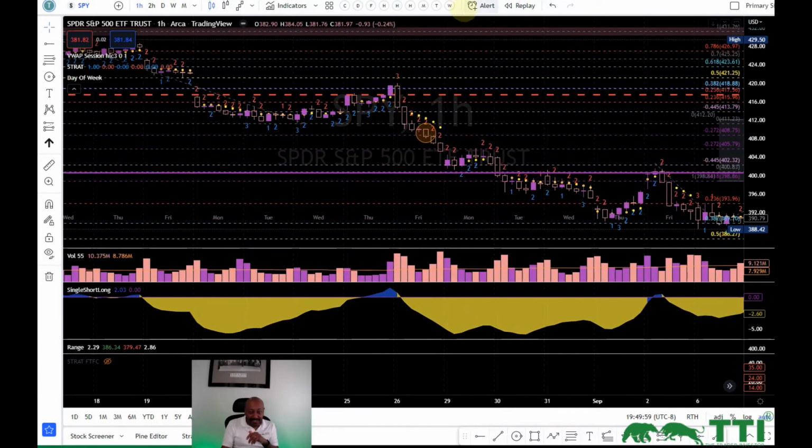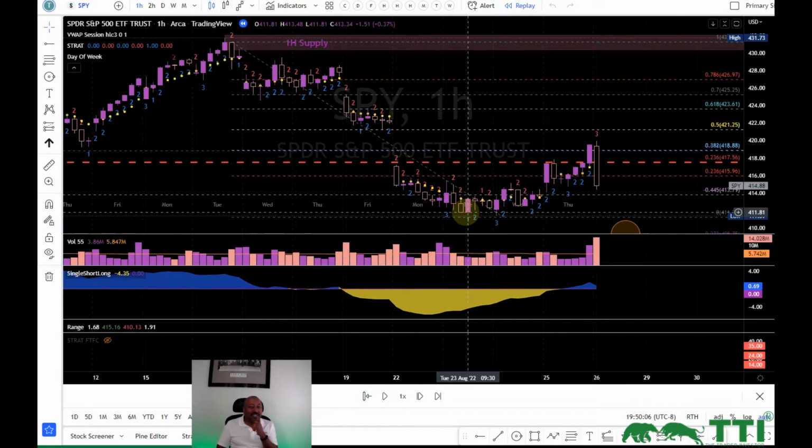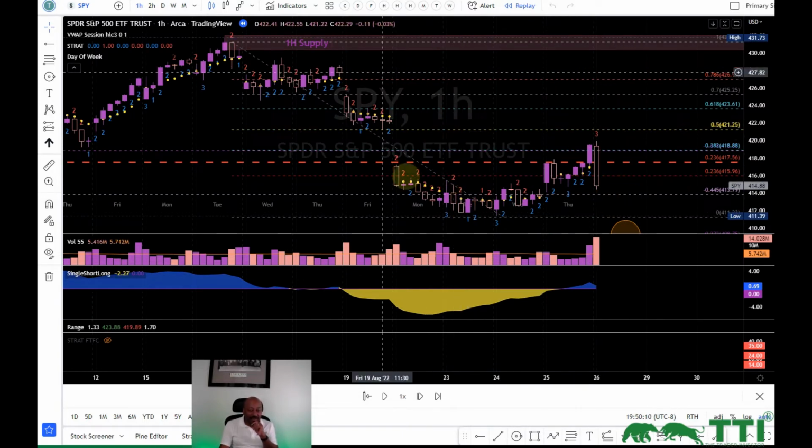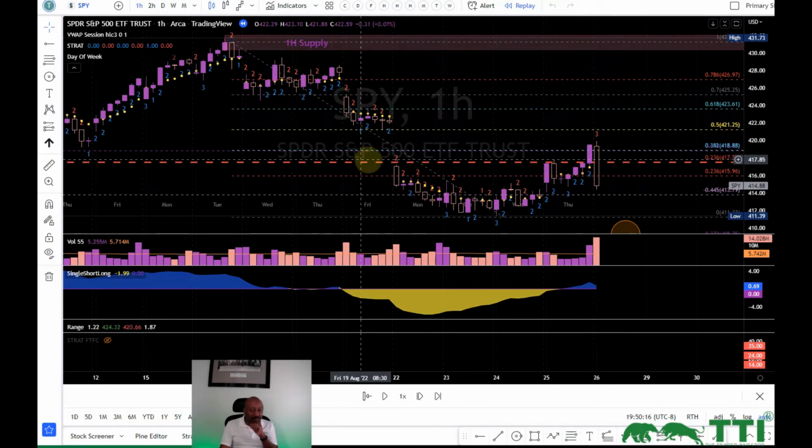Everything else you can't see. You can't see everything else. You have to make a decision right here. Here's my fib. Here's my 38.2 retracement. I need to make a decision. What do I do?